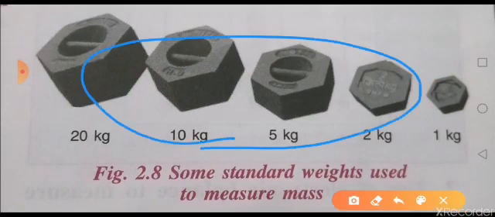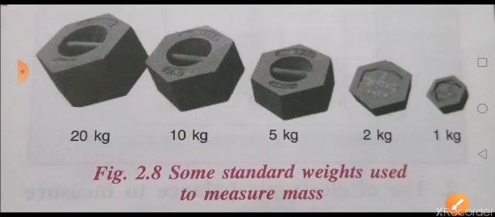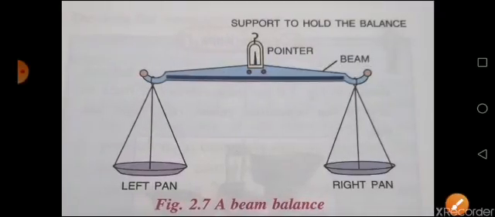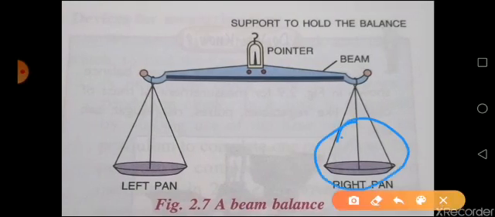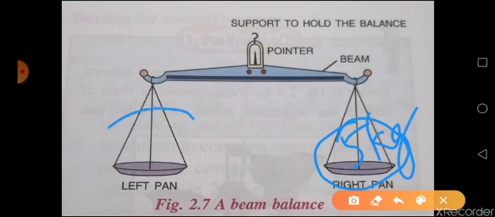And let's suppose you want to buy something for 5 kg, right? You're going to a shop and you want to buy something for 5 kg. What you will do, you will take this 5 kg standard weight and you will put it in either of the pans here. Let's suppose you are going to put that in the right pan, that 5 kg standard weight you are going to put it here, and the object or the material which you want to buy, you are going to put it in the left pan.